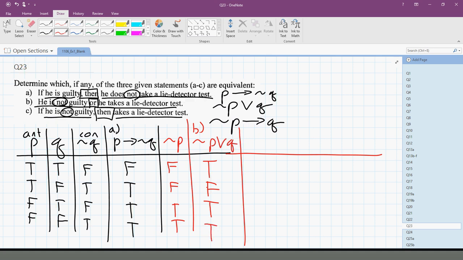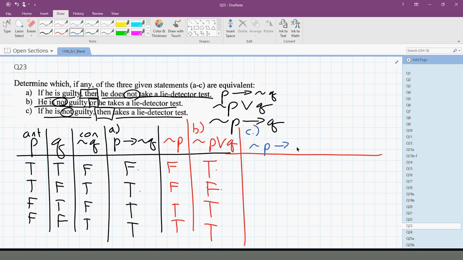All right, so do A and B match? No, they're not the same. We got false and true, true and false. So A and B are obviously not equivalent. So now we have to look at C. We have all the information to actually do C right now. We already have negate P, and we have the Q.